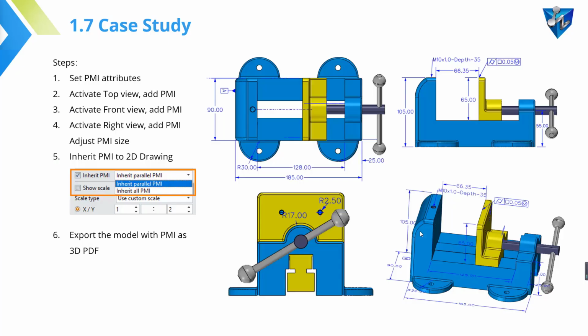Here's a case study. Actually, this is very simple because I just introduced all of this in the last slides. Okay, so first we set the PMI attribute for preparation, and then activate the top view and add the dimension here, and also the front view and right view. Then we can try to inherit PMI to the 2D drawing. And I would like to show you how to export the model to 3D PDF.